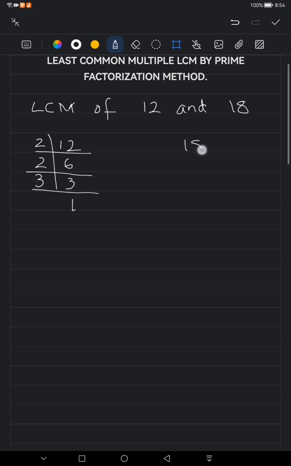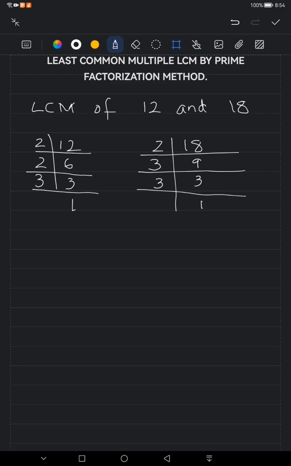Now for 18, it is even, so I'm going to divide it by 2. 2 times 9. 9 is odd, so I'm going to use the prime factor 3. So in both cases we have got the remainder 1. Now in the next step, I'm going to write these numbers as product of their prime factors. Product means to multiply, so I'm going to multiply their prime factors.